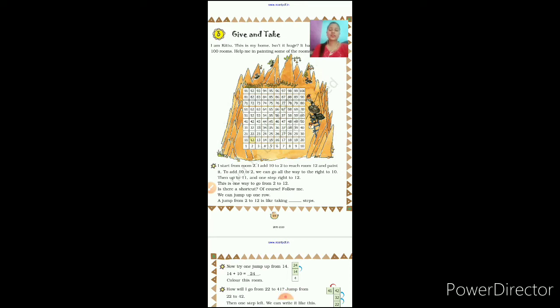So today in this session we will discuss our third chapter, give and take. We already know the meaning of give and take. If you don't know, just check the previous video. What is the meaning of give? Subtraction, and take, addition. How is give related to subtraction? When we give something to someone, the number of things decreases. When we take something from someone else, the number of things increases. So give means subtraction and take means addition.